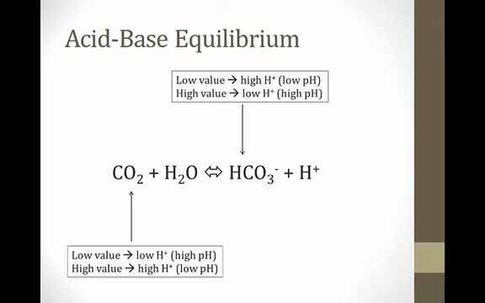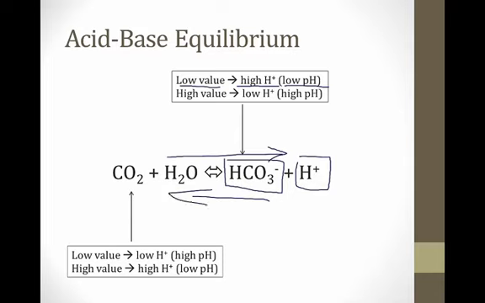If you get a low level of bicarbonate in the bloodstream for any reason, it will drive this equilibrium in this direction, and that will tend to make more H+, which means you'll become acidotic. And that's what I've written up here. A low value of bicarbonate leads to a high H+ concentration and therefore a low pH. That's an acidotic problem. If you have a high level of bicarbonate, you will drive the equilibrium this way, and there will be less H+, and you will become alkalotic.